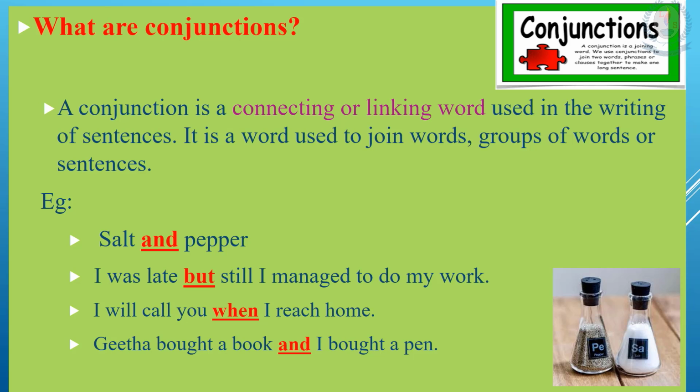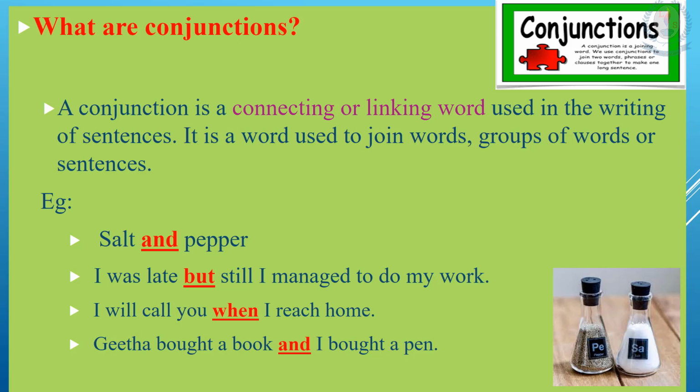Right. Now look at the example given below. Salt and pepper. Salt is a word, pepper is a word. These two words are joined by the highlighted word and. So according to this, and is a conjunction. Right. Second one, I was late. A sentence. I managed to do my work. It is another sentence. These two sentences are connected using the conjunction but.